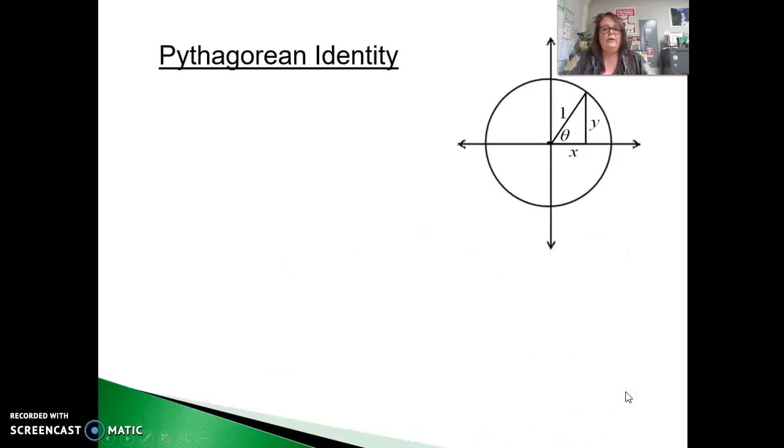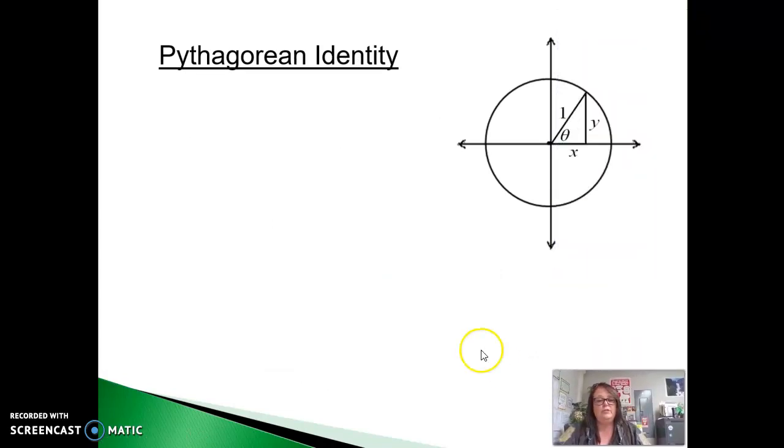All right. So moving forward, let's also talk about the Pythagorean identity. Now, from my understanding and talking with a calculus teacher, this one is going to be really important. And it comes from the Pythagorean theorem. So the Pythagorean theorem says if we have a right triangle, then the sum of the squares of the legs is equal to the square of the hypotenuse.